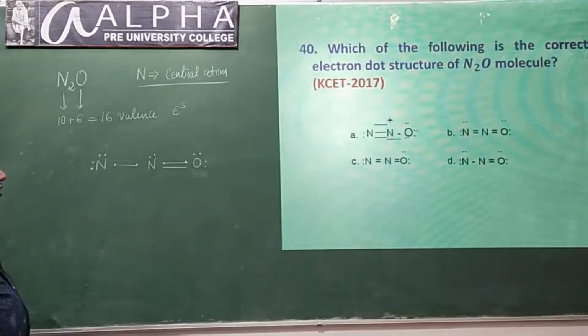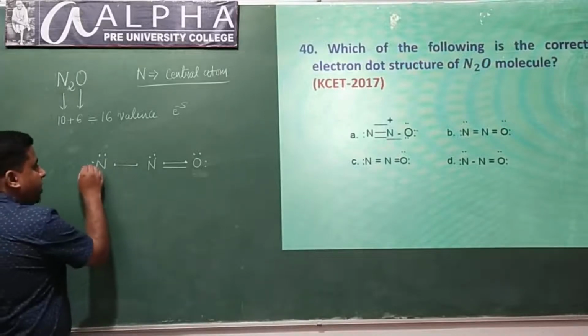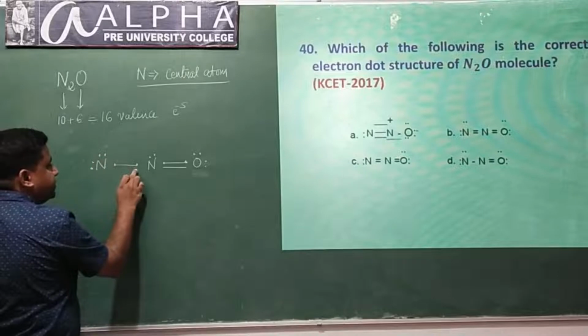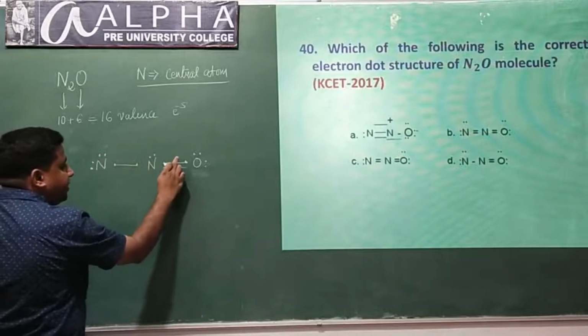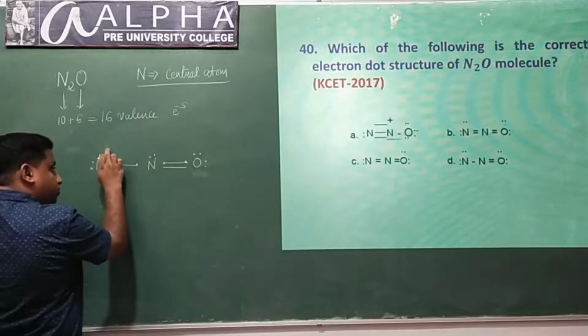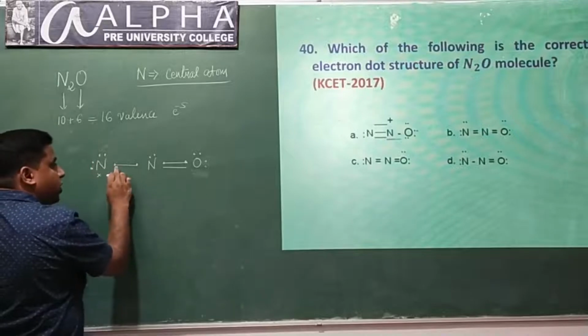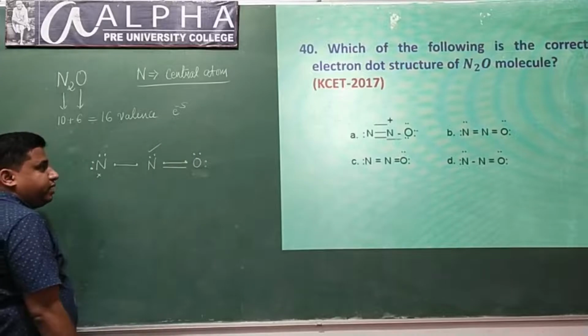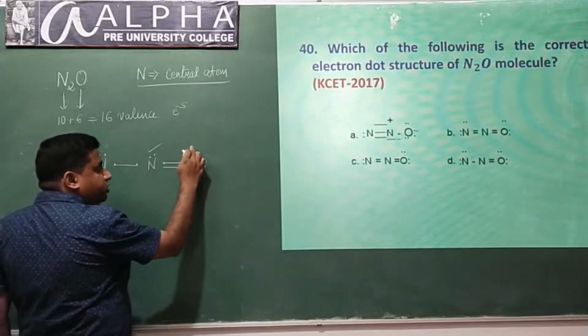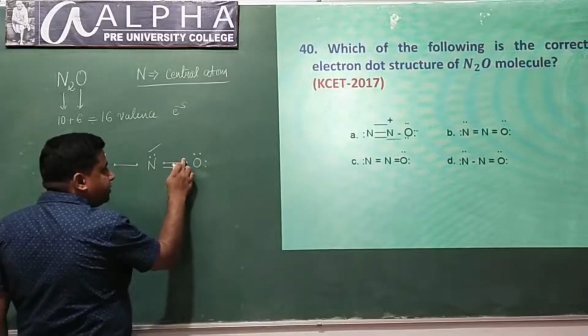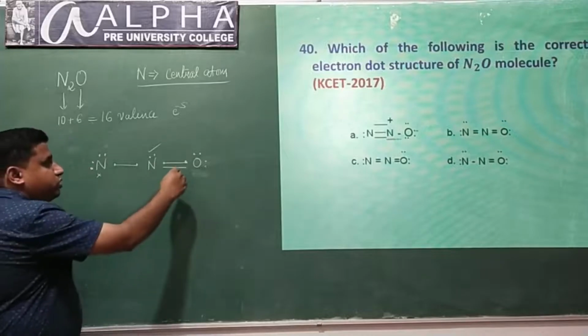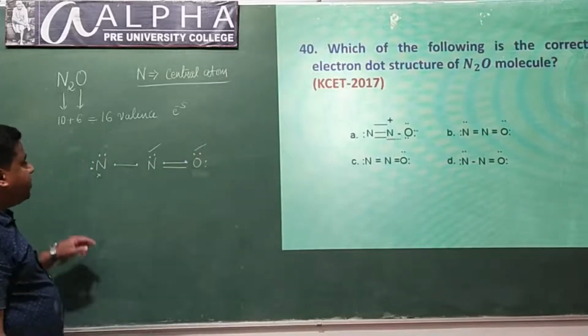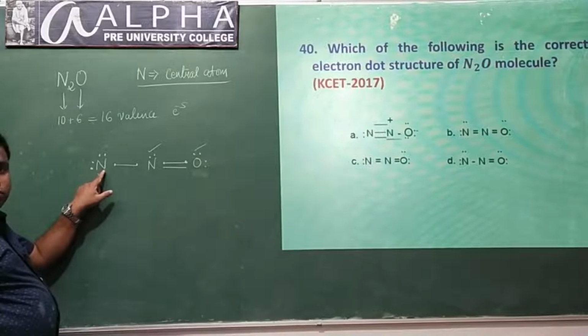Any doubts? Okay, so now just check whether the octet structure is complete. 1, 2, 3, 4, 5, 6, 7, 8, 9, 10. Sorry, 1, 2, 3, 4, 5, 6. No. For this, 1, 2, 3, 4, 5, 6, 7, 8. For this nitrogen, yes, completed. How about for this nitrogen? Oxygen: 1, 2, 3, 4, 5, 6, 7, 8. For this oxygen it is also completed, whereas for this nitrogen, the octet structure is not complete.